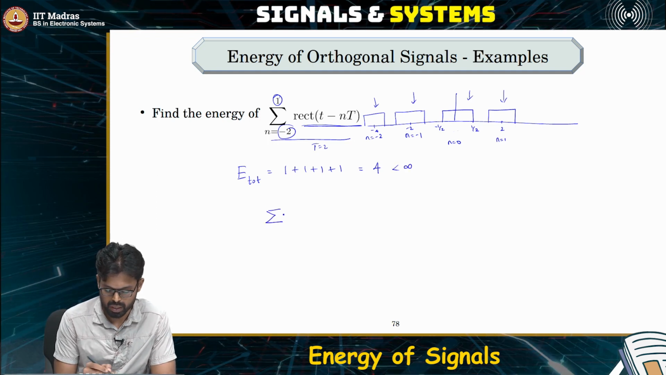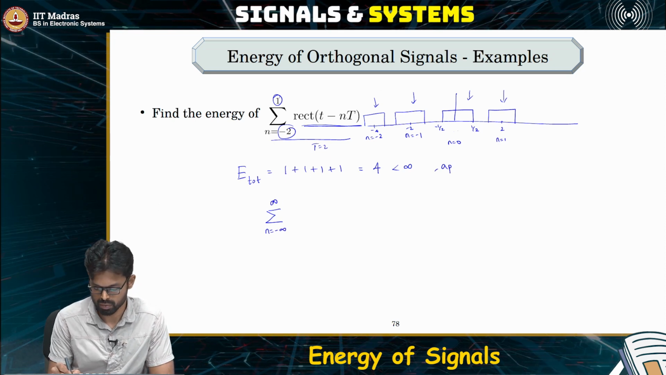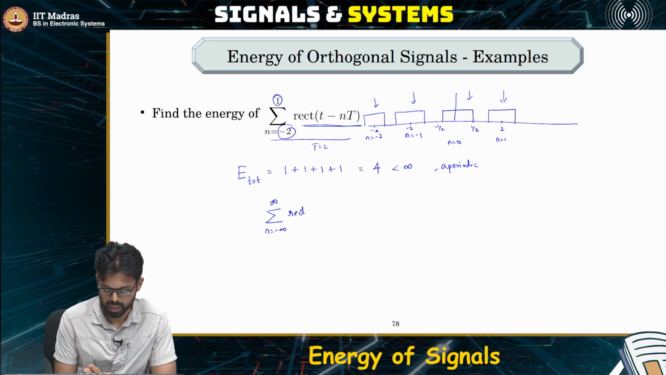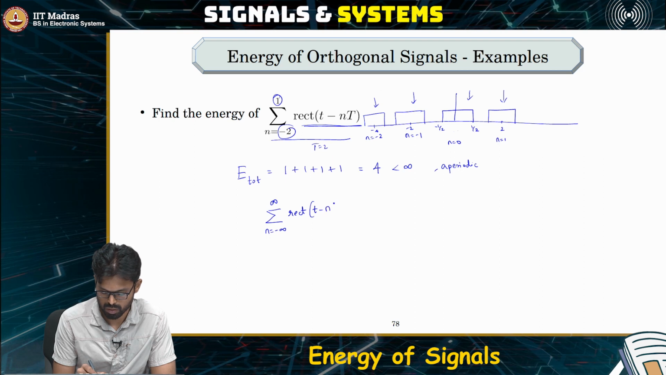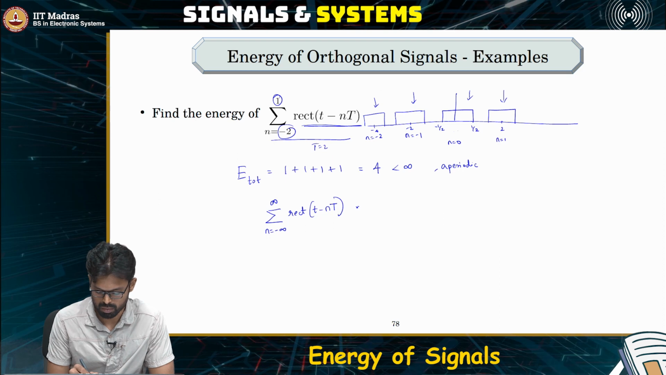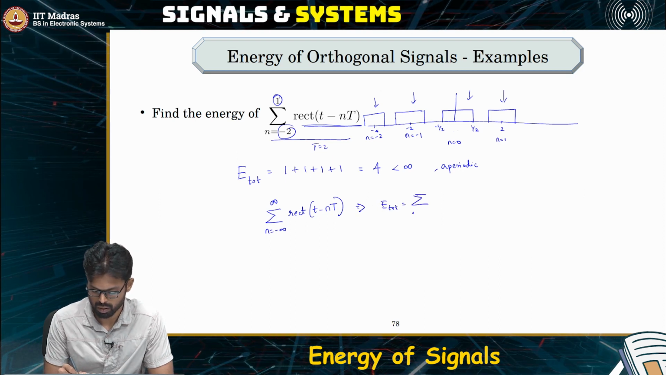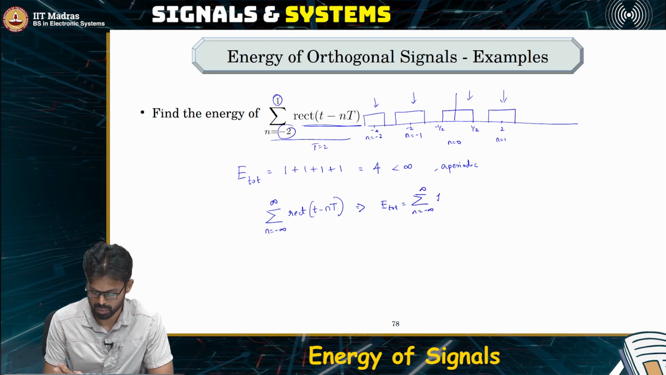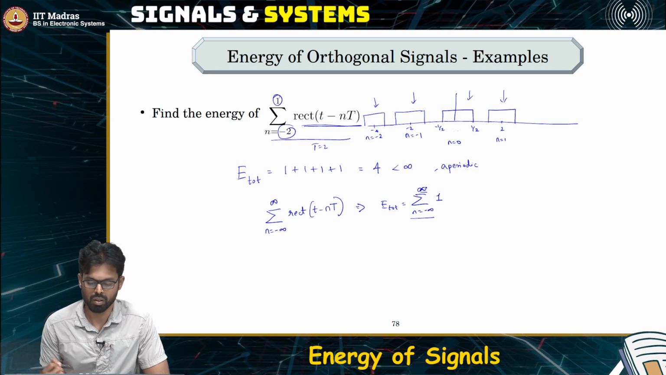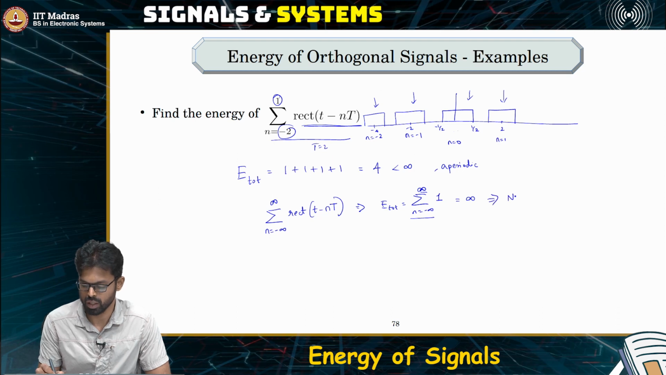Now what if you made this periodic? Of course, this is aperiodic. Now, what if you made this periodic? If you made this periodic, then the energy will be infinity, because you will be summing over from minus infinity to plus infinity, right? So this is infinite. So this implies not an energy signal.